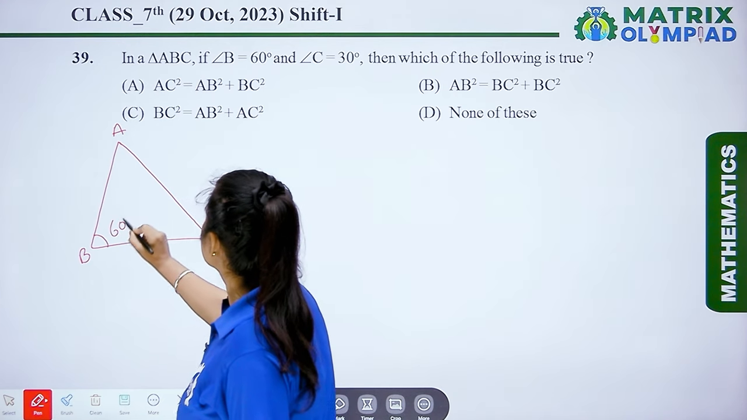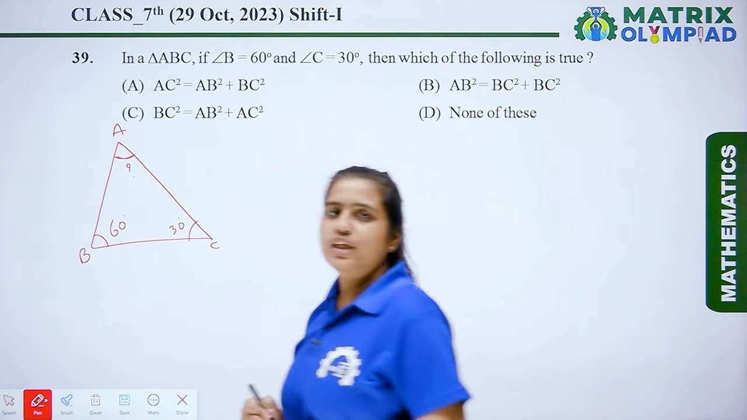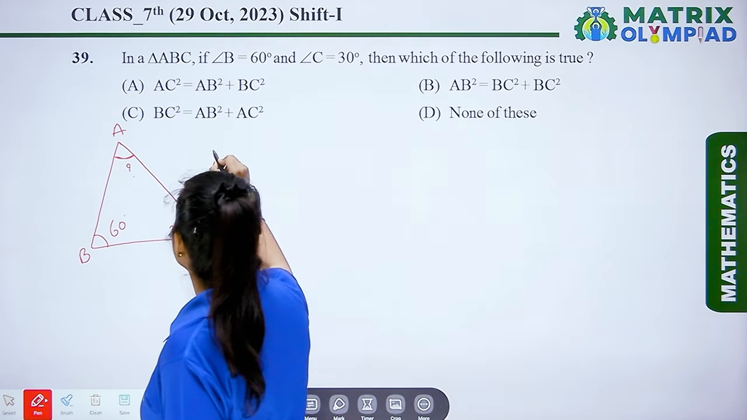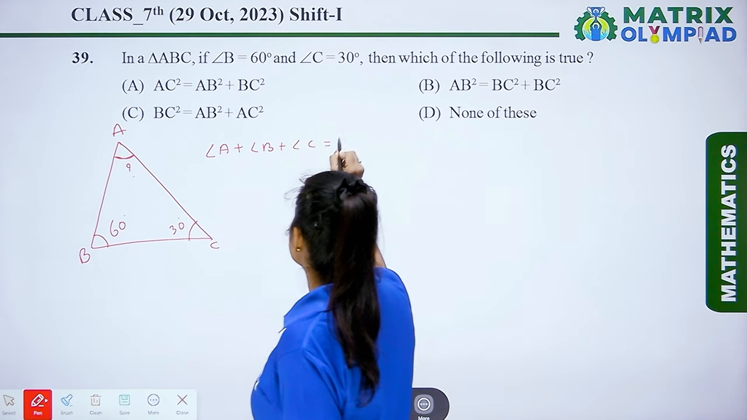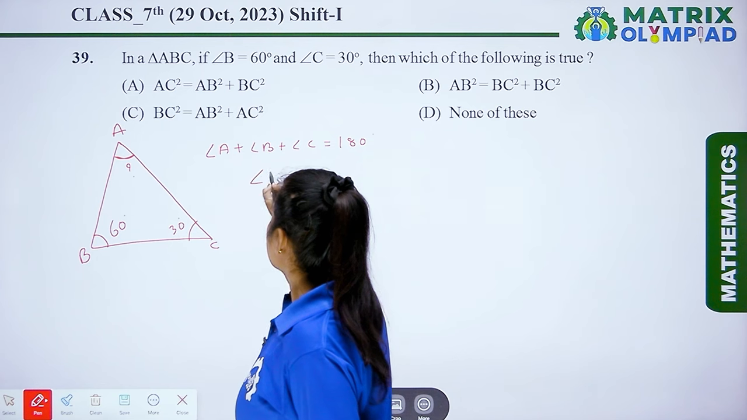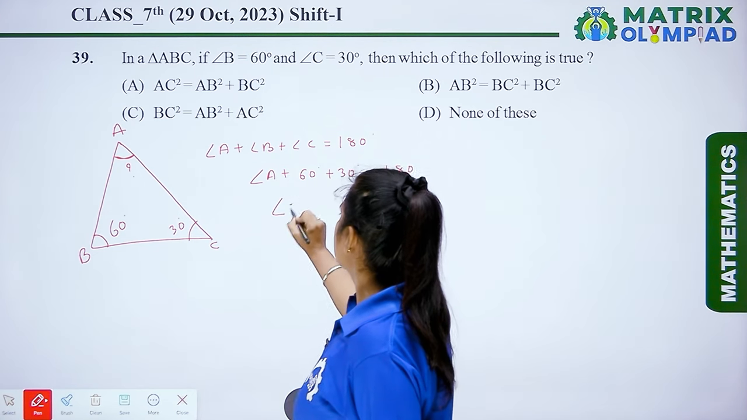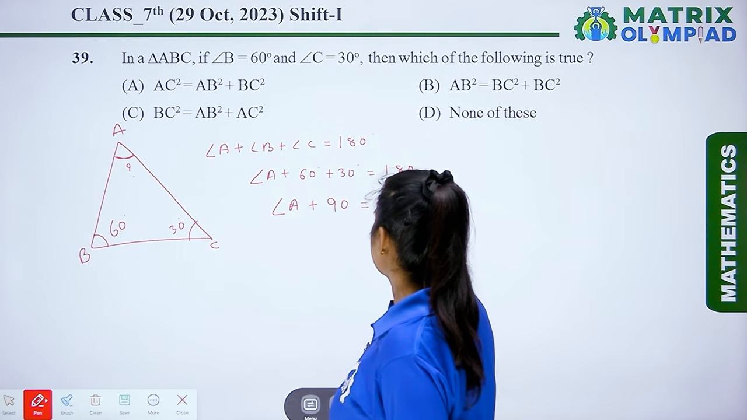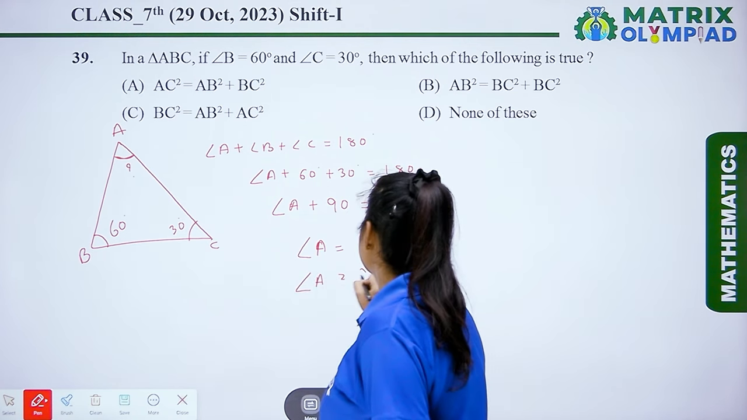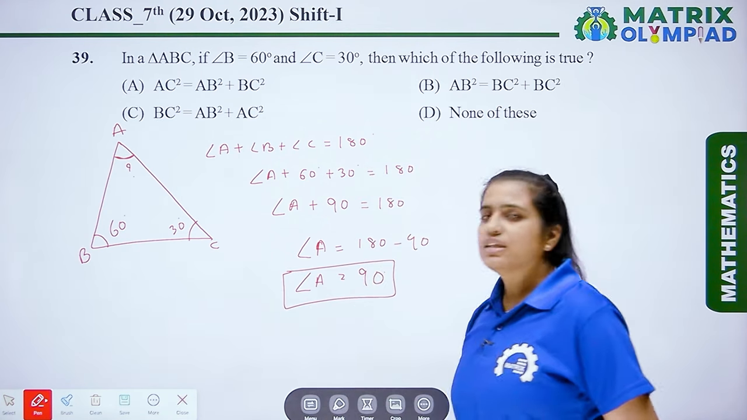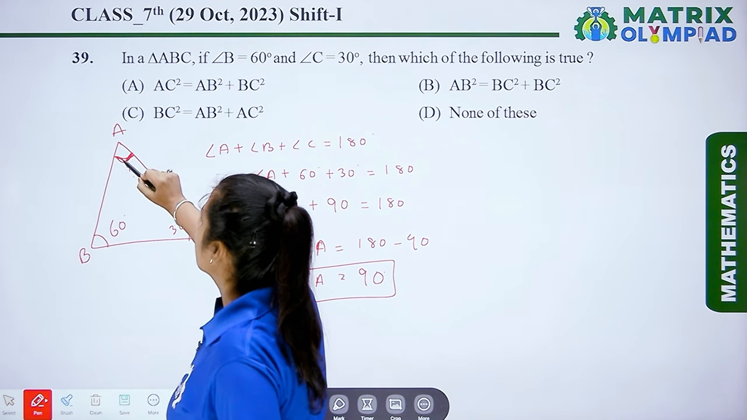Here angle B is 60 degree. Angle C is 30 degree. Angle A is unknown to us. So using angle sum property, we can find out angle A. So here angle A plus angle B plus angle C is equal to 180 degree. Angle A plus 60 degree plus 30 degree is equal to 180 degree. Angle A plus 90 equal to 180 degree. Angle A is equal to 180 degree minus 90 degree. So we get angle A equal to 90 degree. It means the triangle is a right angle triangle which is right angled at A.